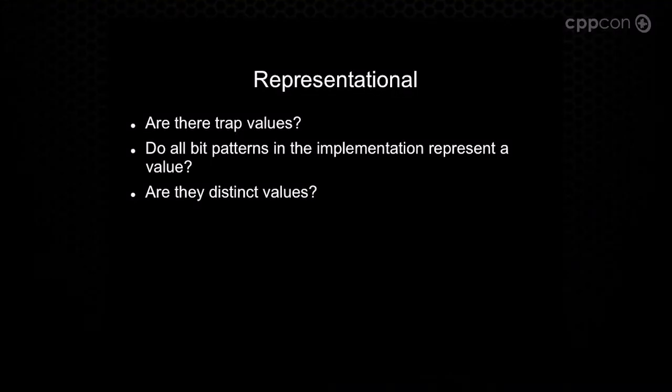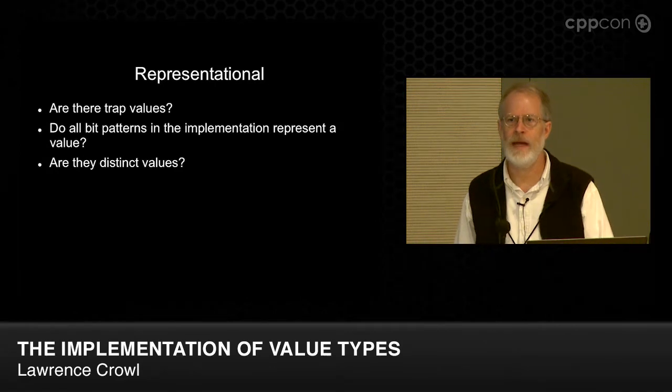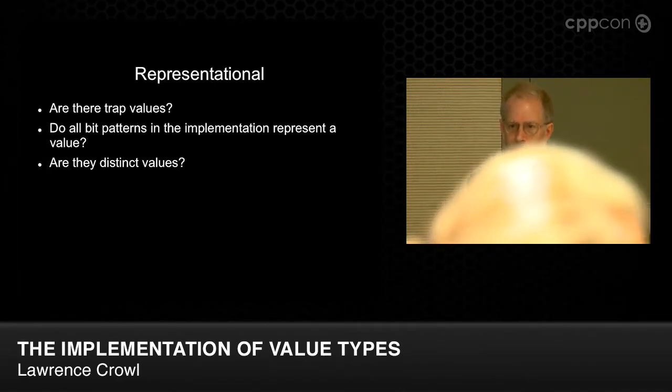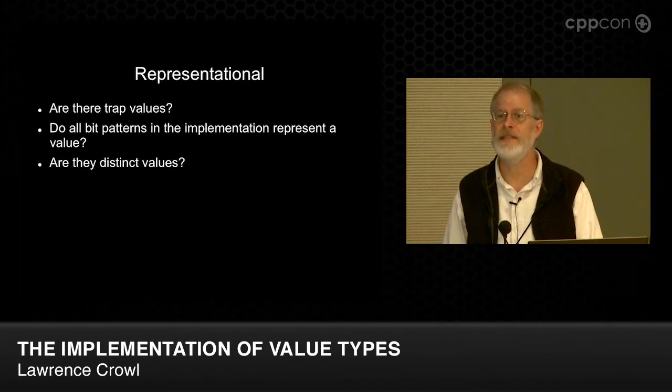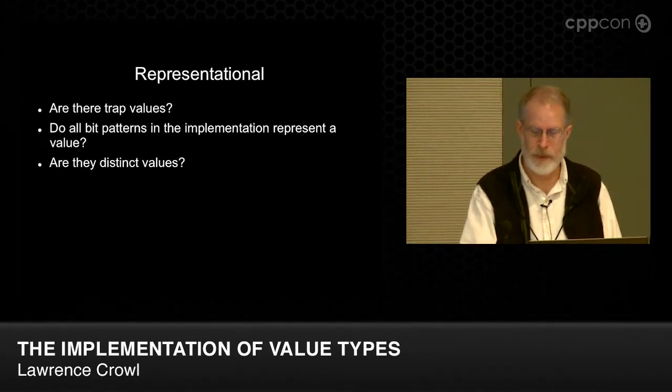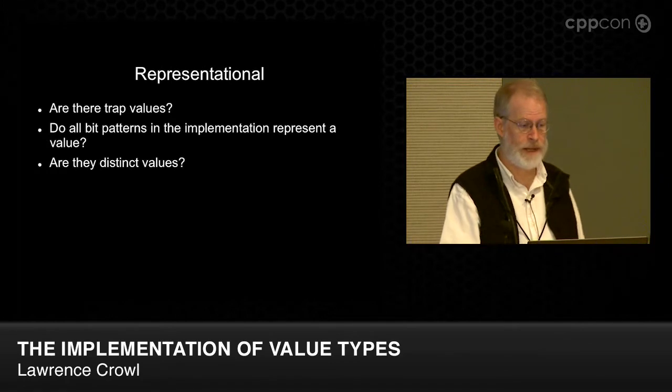There are representational properties. Types produce the least surprise when every bit pattern in the type has a distinct value. But that's not always possible or even desirable. But you don't want to let that go by accident.